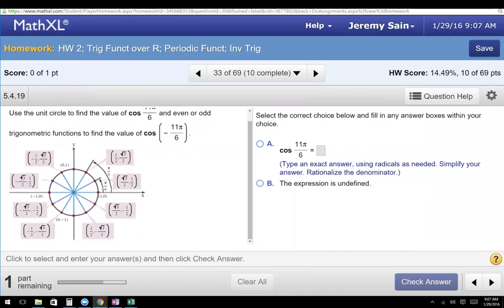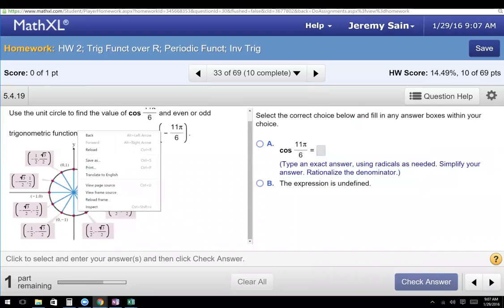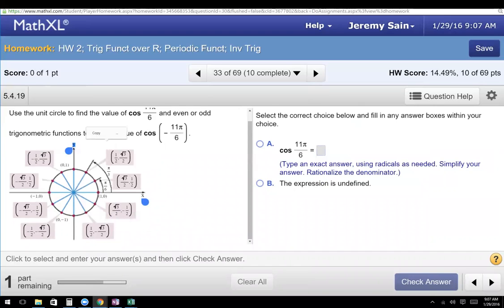11 pi over 6, well, that's just shy of 12 pi over 6, which would be 2 pi. So 2 pi is all the way around, so I'm stopping 1 short of that. So I'm down here at this one. So the cosine is it x or y? It's x. So x is root 3 over 2.